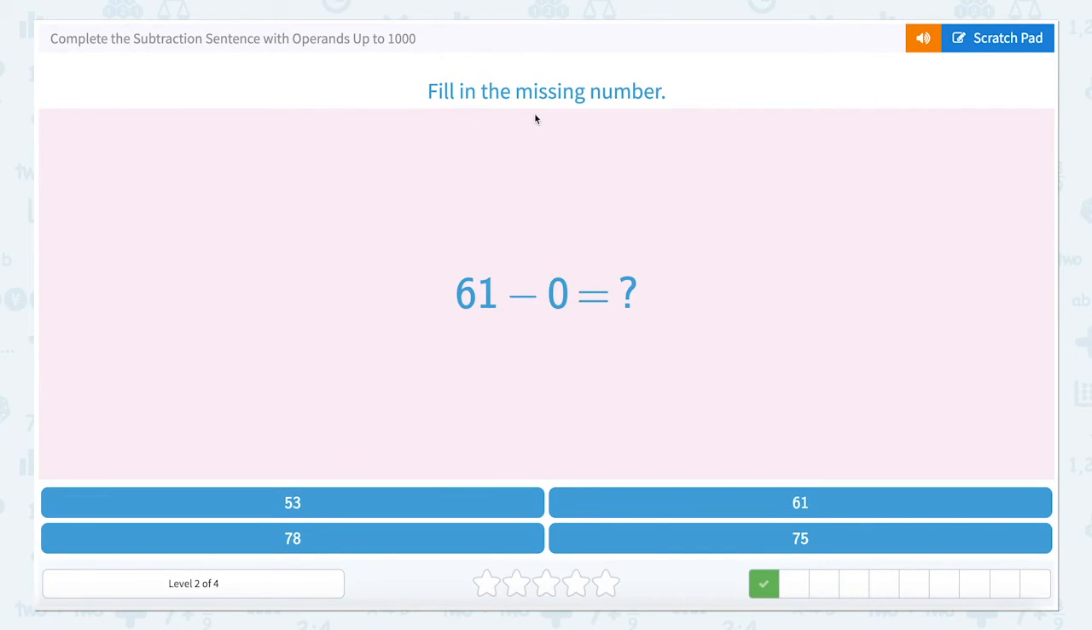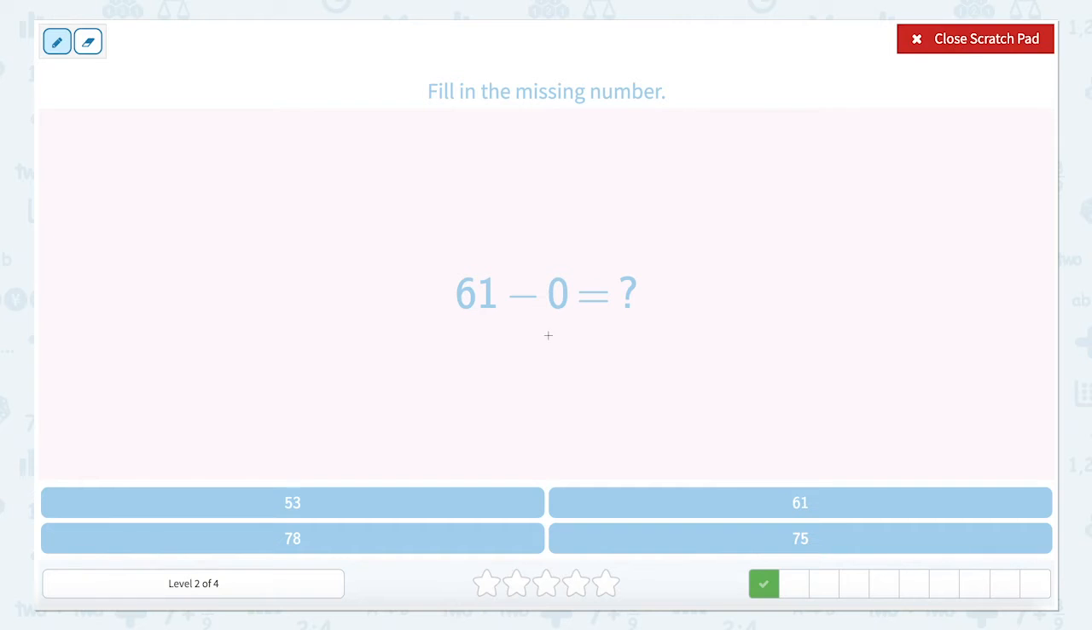This one is fill in the missing number again, and it is 61 minus 0 equals blank. Since the question mark is in the place that we are most comfortable with it being, we don't necessarily need to rewrite this sentence, but we could. We could rewrite it as 0 plus blank equals 61.